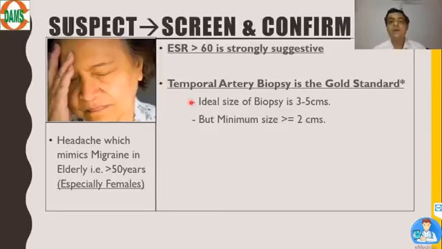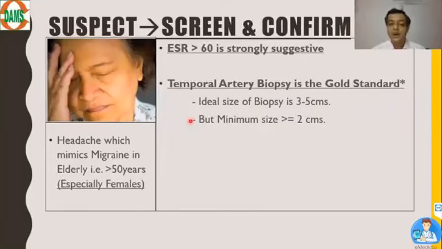Ideal size of the biopsy. When you take a biopsy specimen, you must tell the surgeon to take a minimum, ideally 3 to 5 centimeters. You must try to take 3 to 5 centimeters of the vessel. But the minimum size should be more than or equal to 2 centimeters.